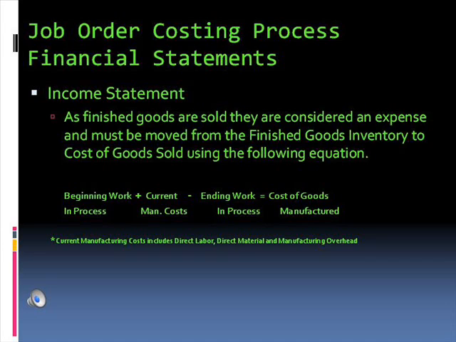Here we have the income statement. As finished goods are sold, they are considered an expense, and they must be moved from the finished goods inventory to the cost of goods sold using the following equation. Beginning work in progress plus current manufacturing costs minus ending work in progress equals cost of goods manufactured. We also should know that current manufacturing costs includes direct labor, direct material, and manufacturing overhead.